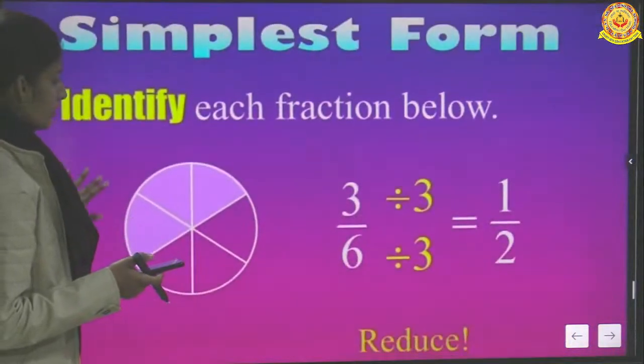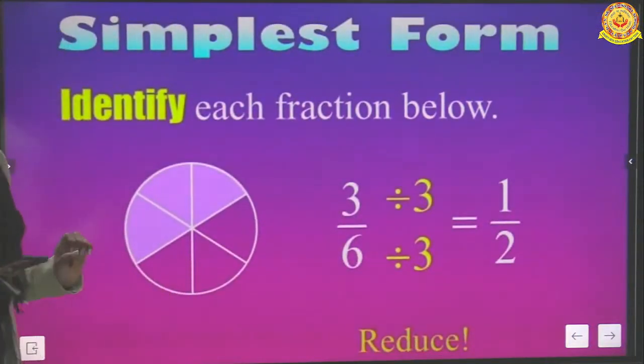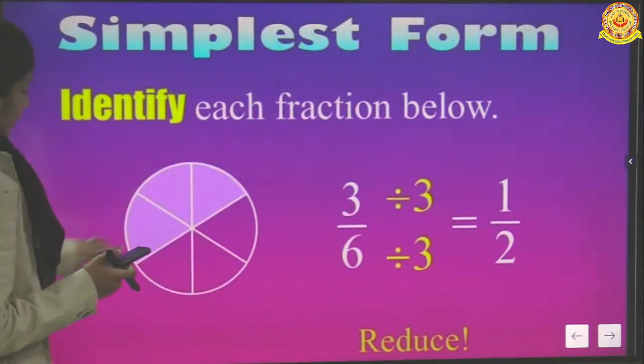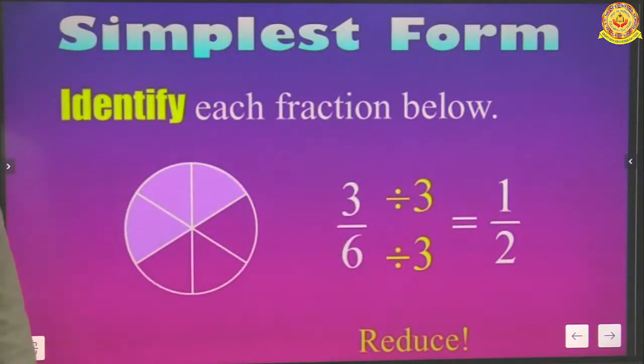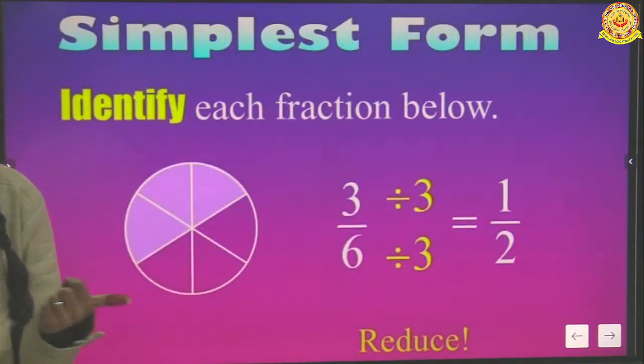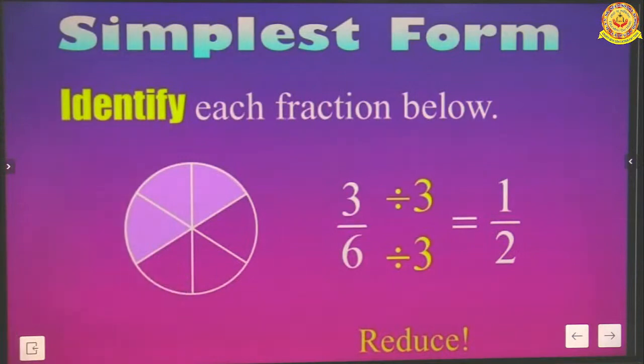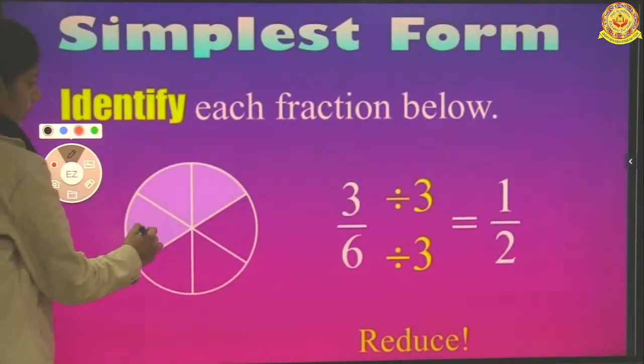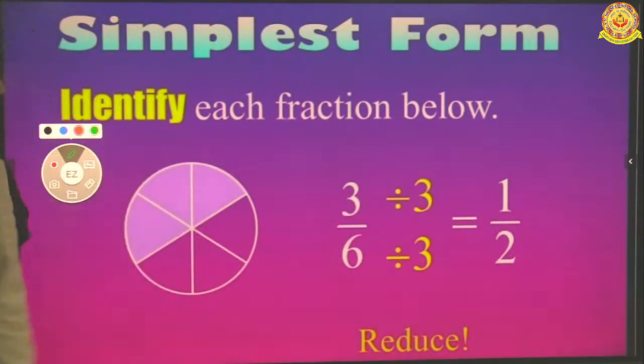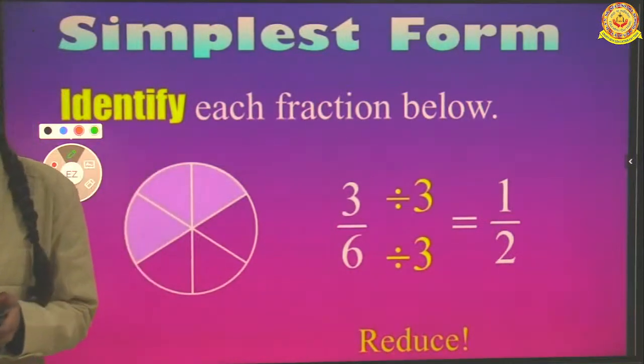Now simplest form. This one is the last. Simplest form. Identify each fraction below. In this figure, how many total parts am I having? 6 parts. Total 6 parts I am having, and how many parts are shaded? 1, 2 and 3. These 3 parts are shaded. So the fraction will be 3 upon 6.